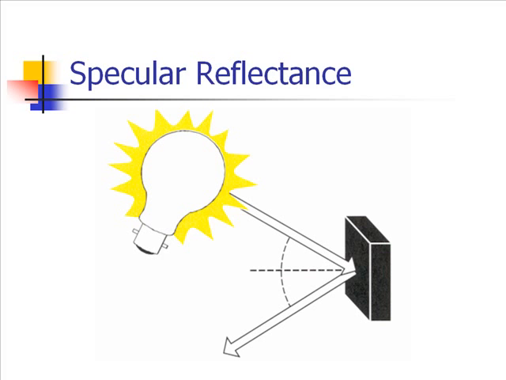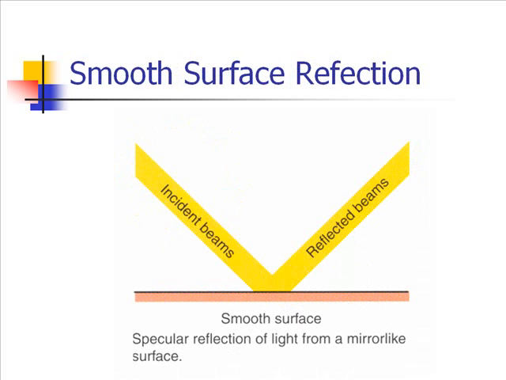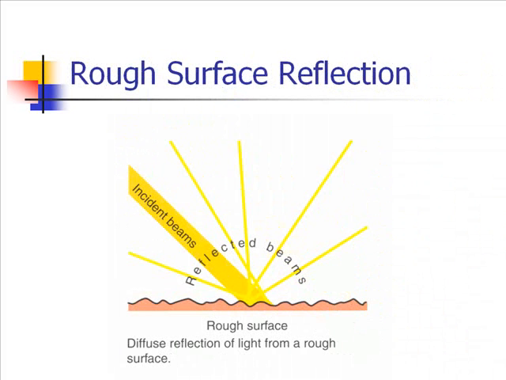Another picture of what that looks like of a smooth surface. The light comes in, bounces off in a very specific angle. If it's a rough surface, the light comes in, but now when it hits the surface, it's reflected in different directions, on different angles. It doesn't all go in the same angle.